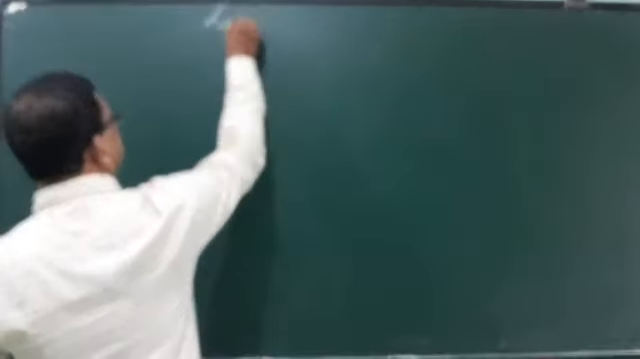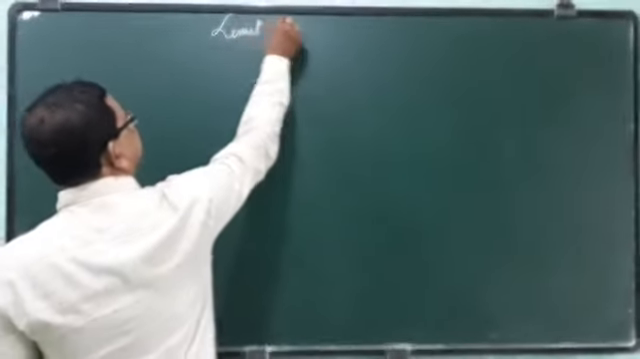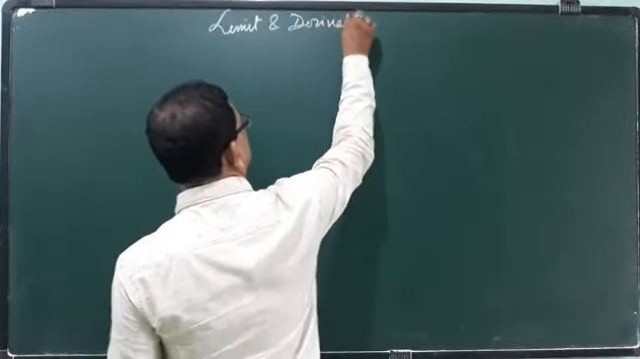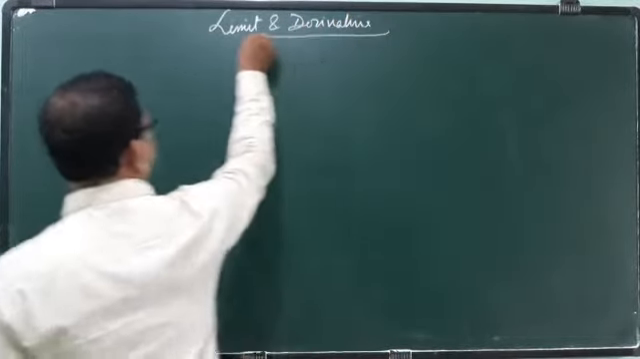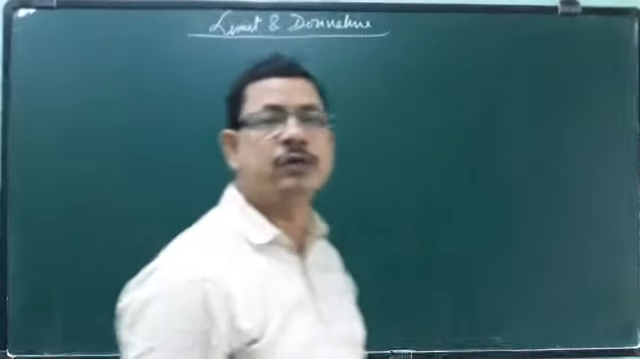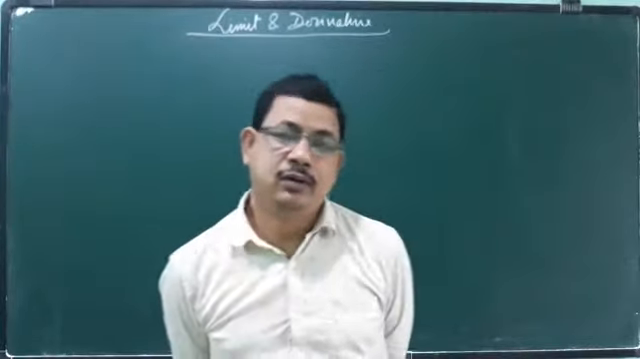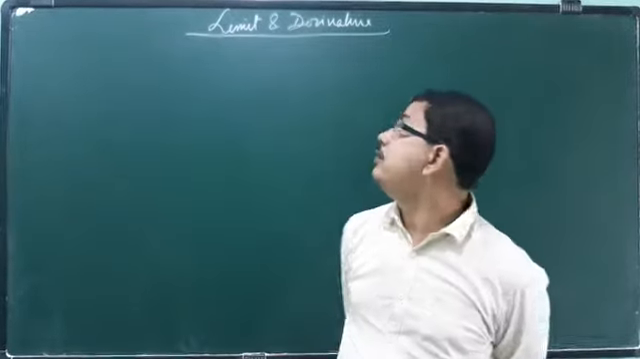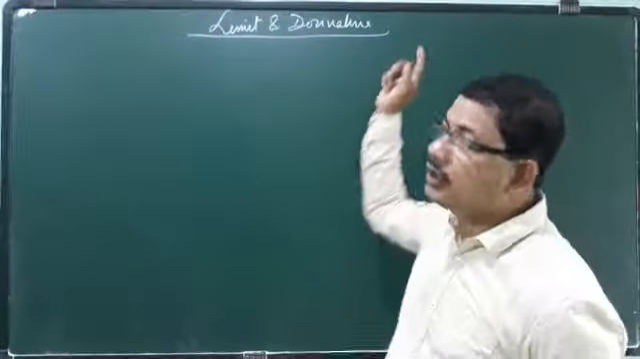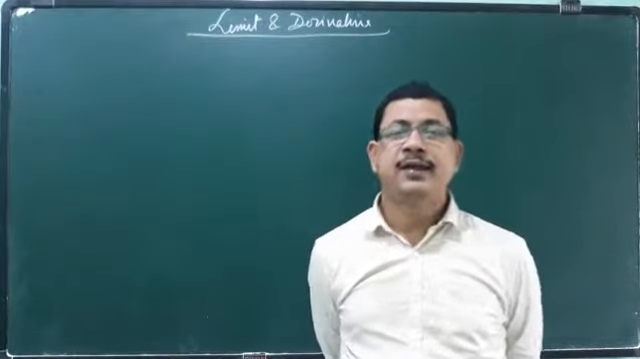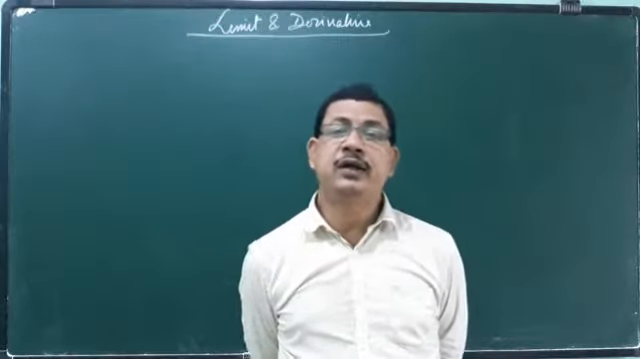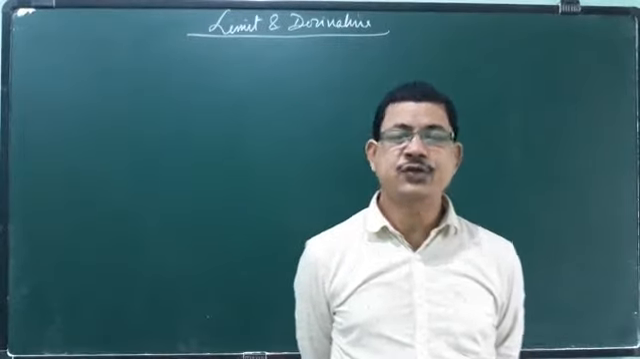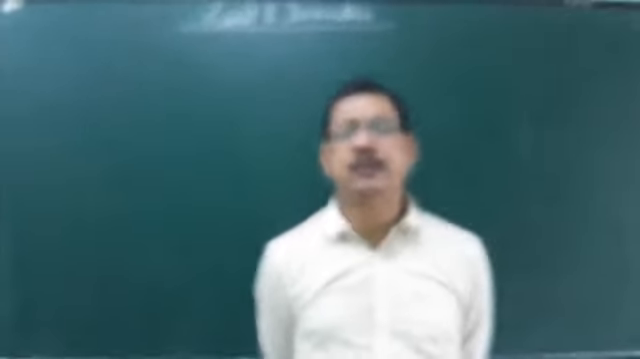Limit and derivatives. We have completed the limit part, and derivative also we have done. And I want to take a little revision. Derivative is the ratio of change of dependent variable with respect to the very small change in independent variable.